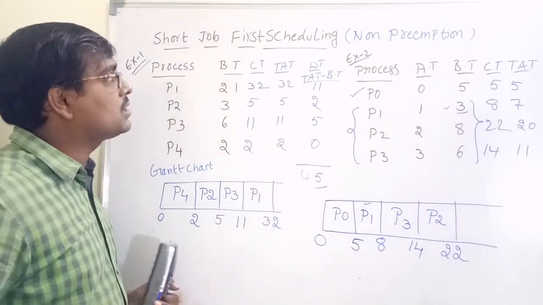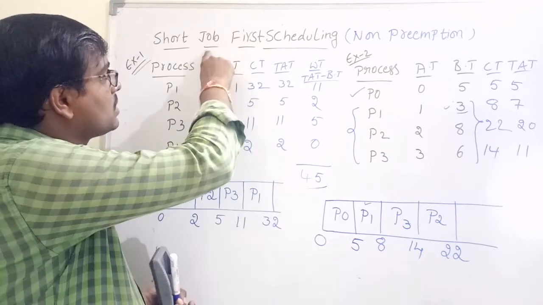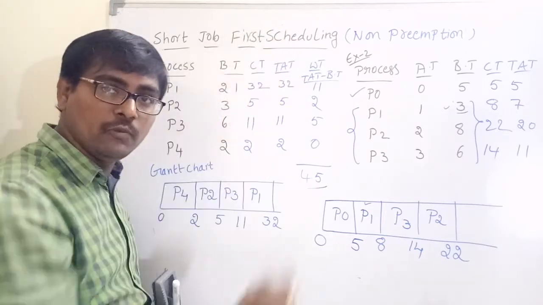These are two examples of shortest job first with non-preemption. Next we will discuss the same shortest job scheduling algorithm with preemption.